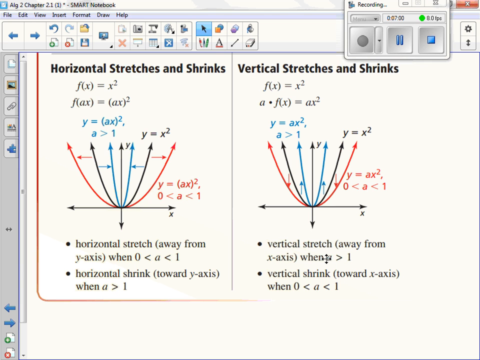Horizontal stretch and shrink, vertical stretch and shrink. Vertical stretch and shrink we've done. We essentially multiply the whole function by it. It's the value of a. The spot where a is will tell if it's a vertical shrink or stretch.